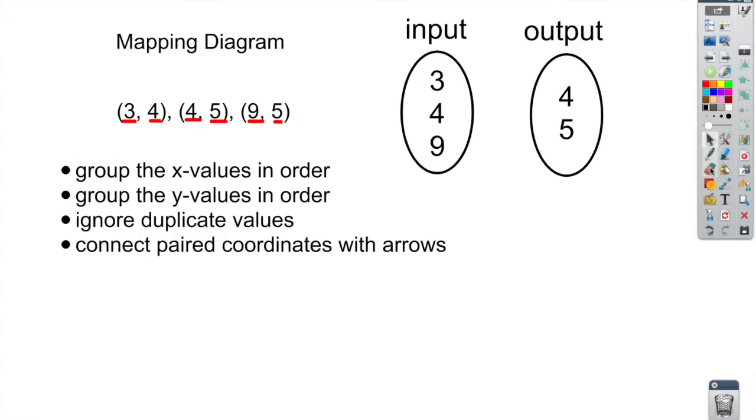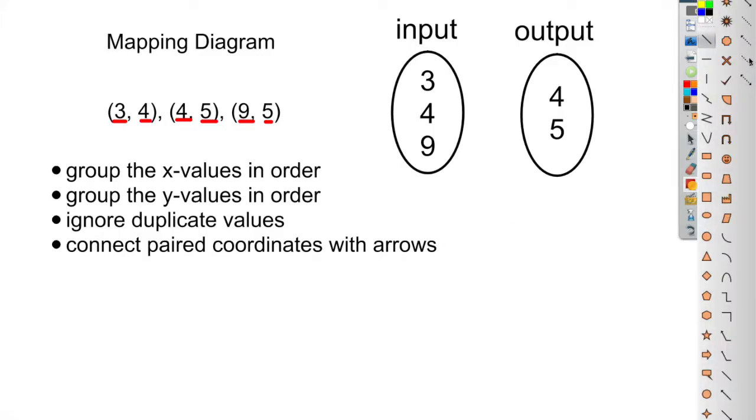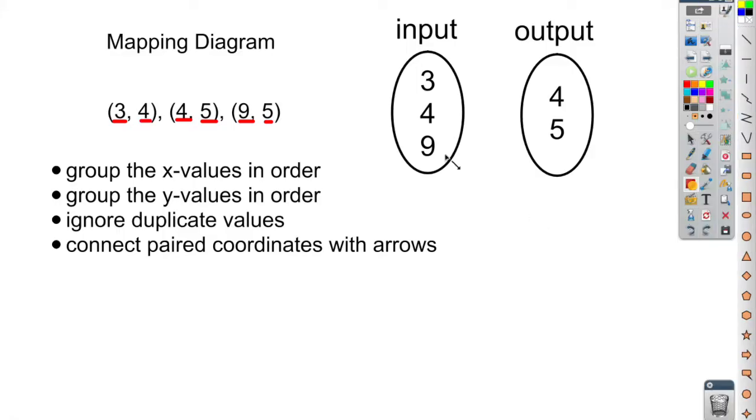All right, now the reason why a mapping diagram is so useful is because when we connect them with arrows, as the instructions say here, we'll be able to better see whether or not this is a function. So what I want to do is I just want to reestablish the relations that were over here. Well, 3 was paired with 4, so what I'm going to do is I'm just going to draw an arrow from 3 in the input to 4 as the output. The next one was 4, 5. So I draw an arrow from 4 to 5. And the last one was 9, 5. I'm going to draw an arrow from 9 to 5.